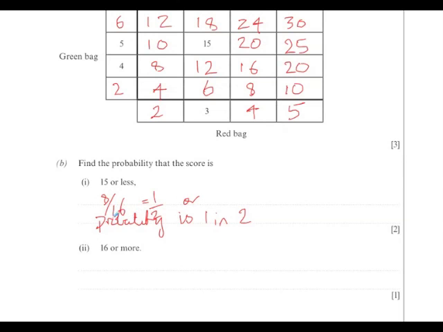So you could have said straight away that the probability is going to be 8 out of 16 anyway, because 16 take away 8 is 8, so that's all that can be left, so that equals half, and the probability is also 1 in 2.